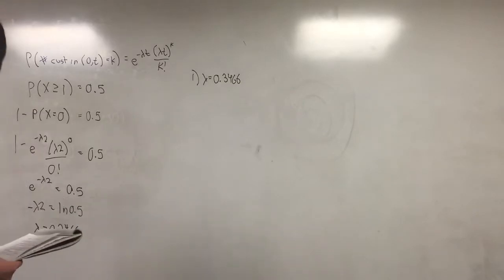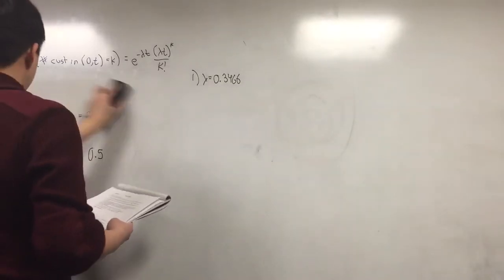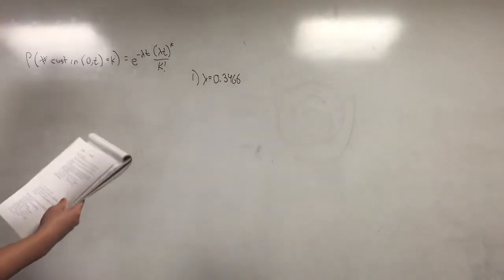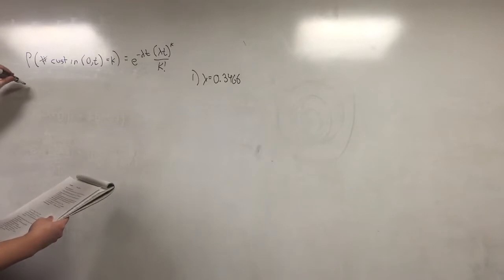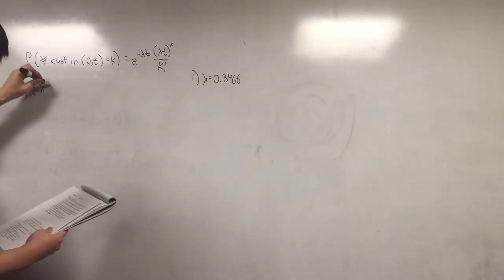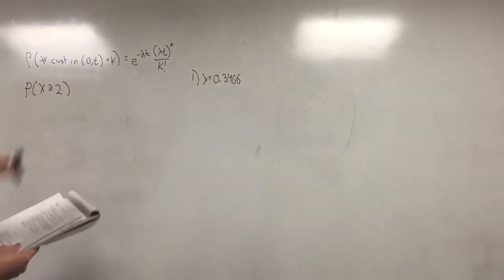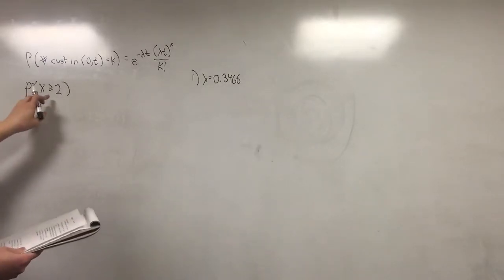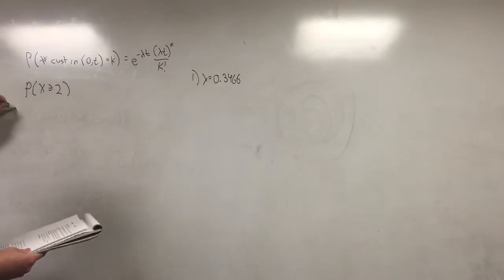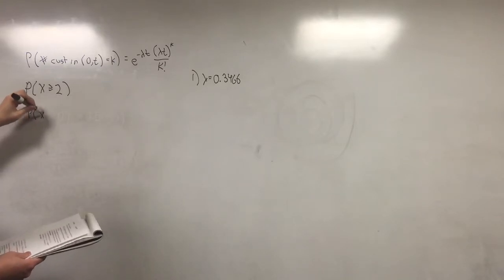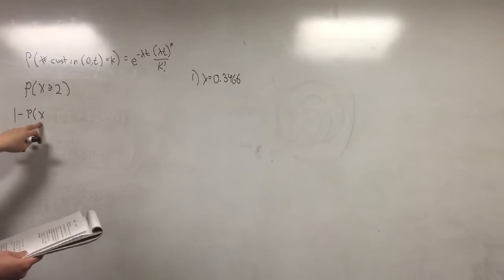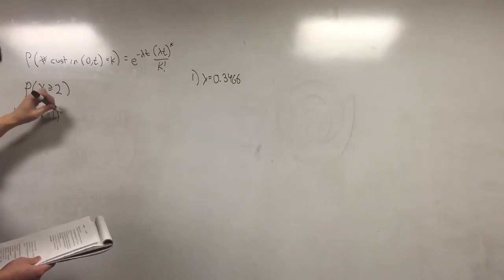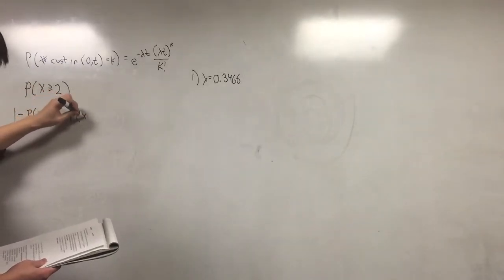Part 2, we're asked to find the probability that in 10 minutes at least 2 customers will arrive. So that's equivalent to saying the probability of where x is greater than or equal to 2. So we want to find that. Just like we did last time, we can also flip that around. So probability of x is greater than or equal to 2 is also equivalent to 1 minus the probability of where x is less than 2. And x is less than 2 when x is equal to 1 and x is equal to 0.